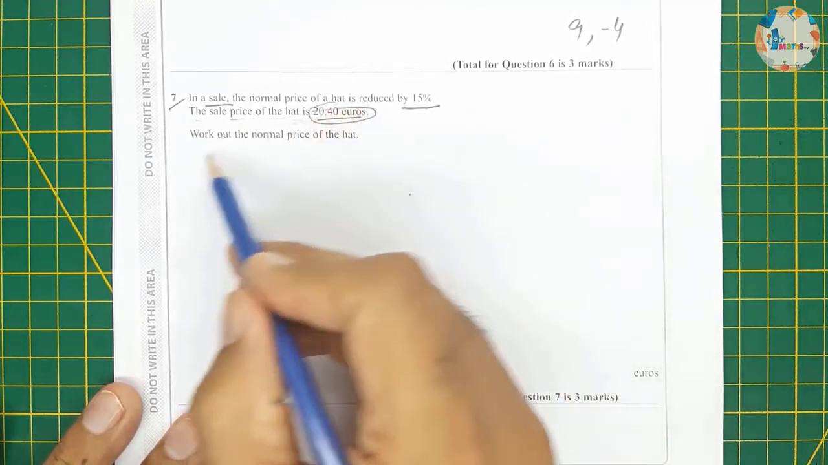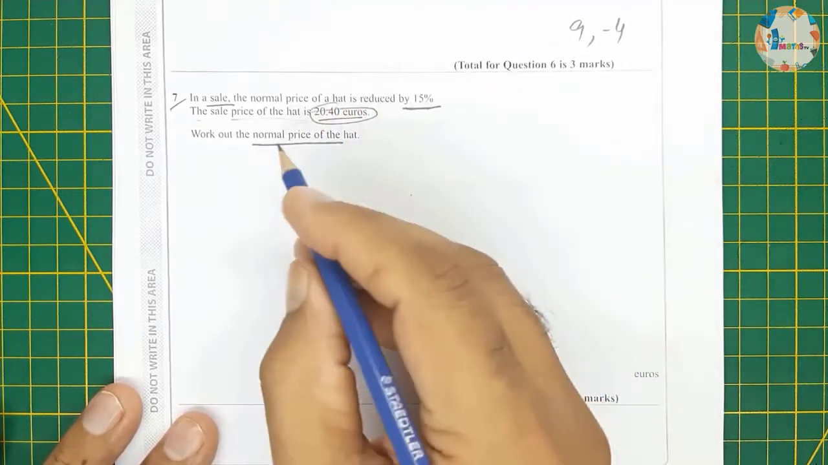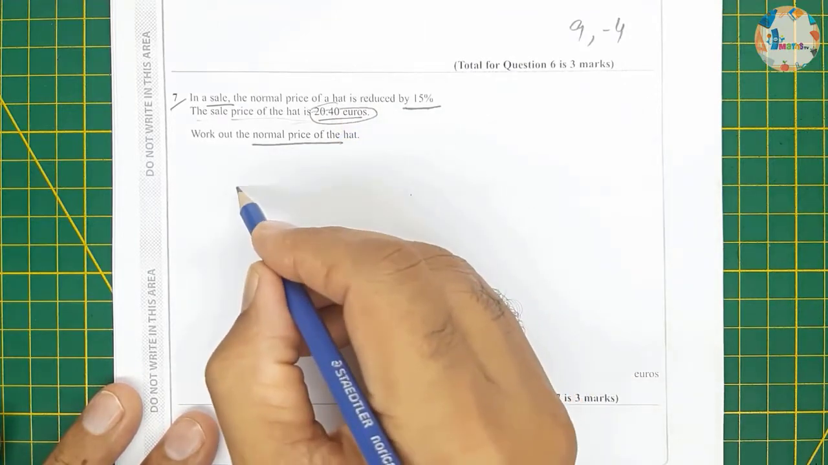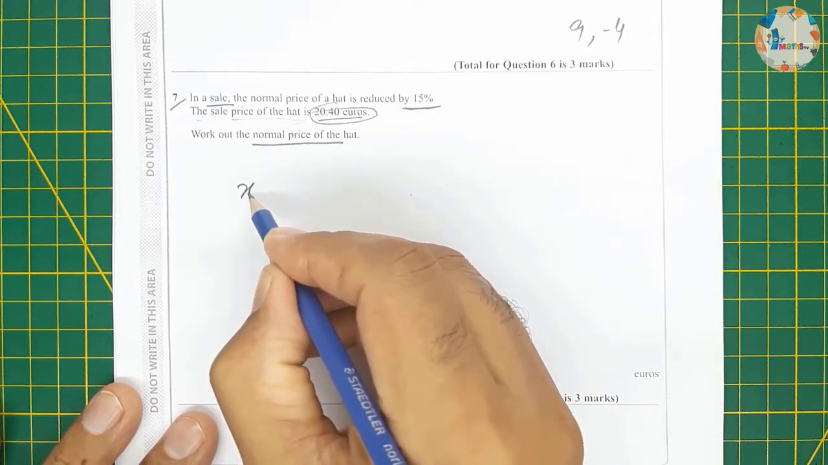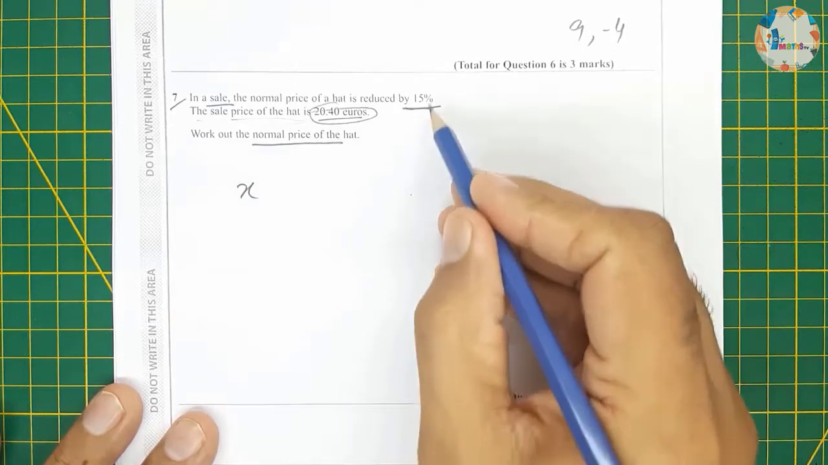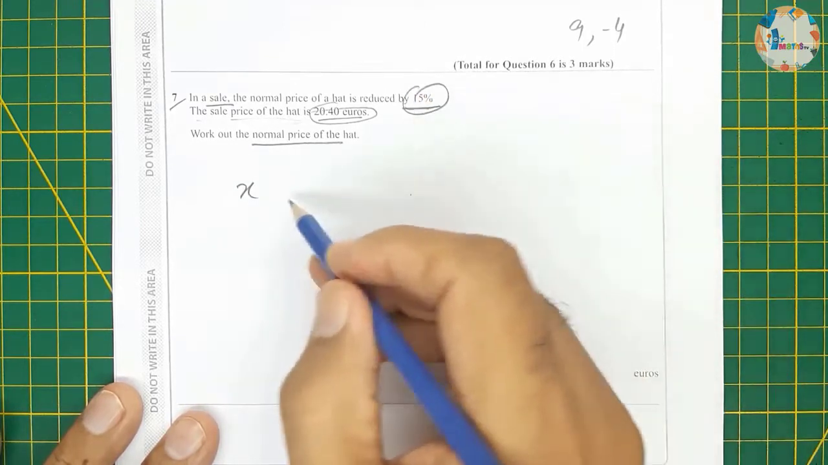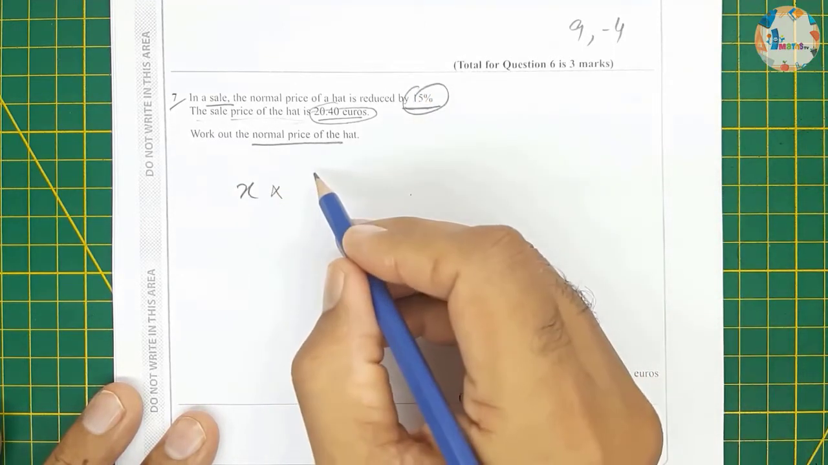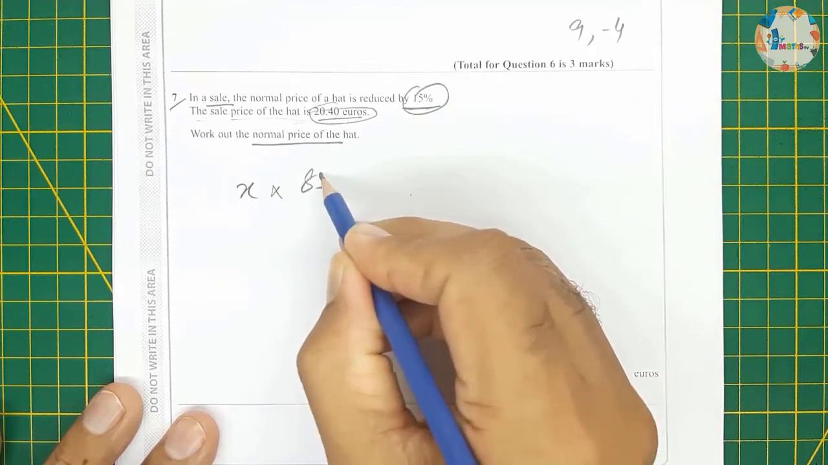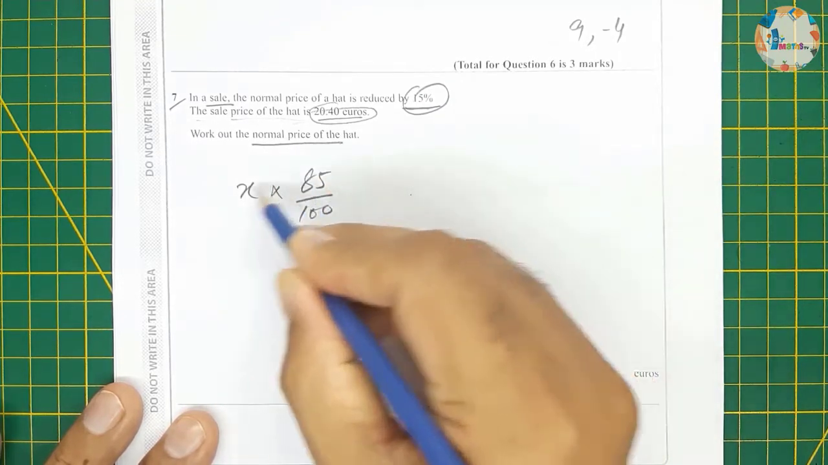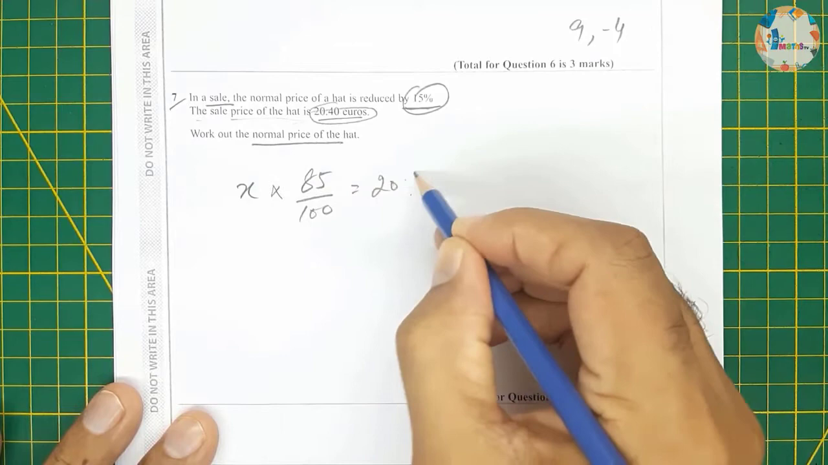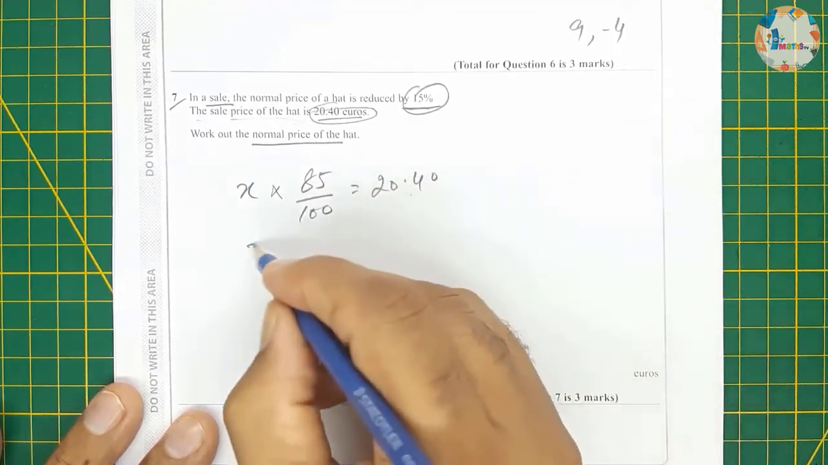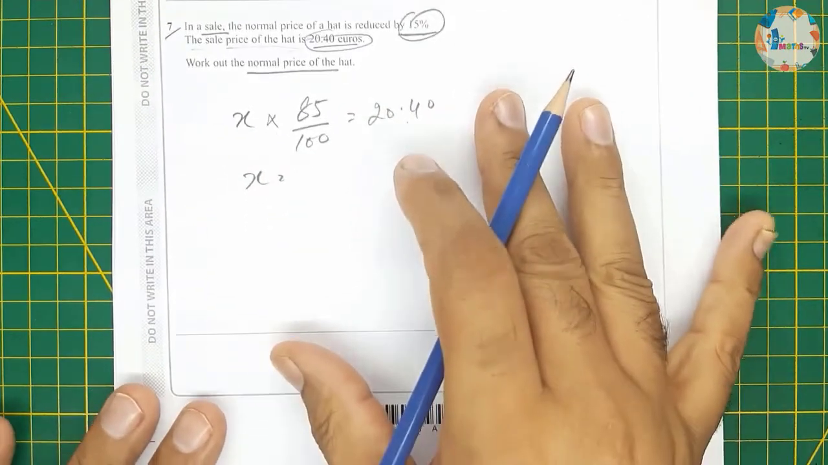Original price, which we don't know, work out the normal price. So this is basically a reverse percentage question. Suppose x is the normal amount, and after a 15% reduction it will be 85%. So 85% of this x is equal to 20.4 euros.